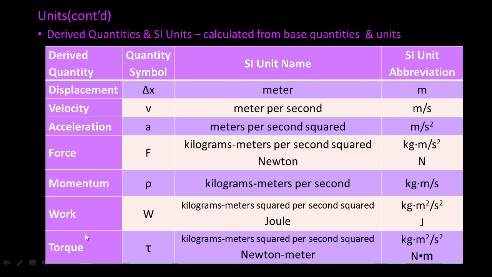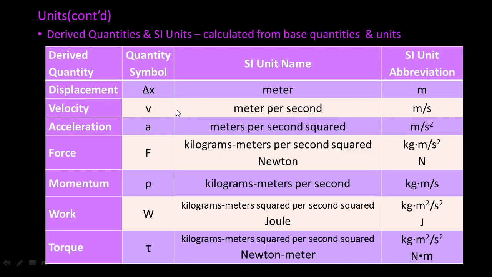These are the ones that we'll use most often in mechanics: displacement, velocity, acceleration, force, momentum, work, and torque. Note, we cannot measure these directly. Even if we're using an instrument that gives us a direct reading, these quantities are all arrived at by doing some calculation with the base quantities of length, time, and mass.